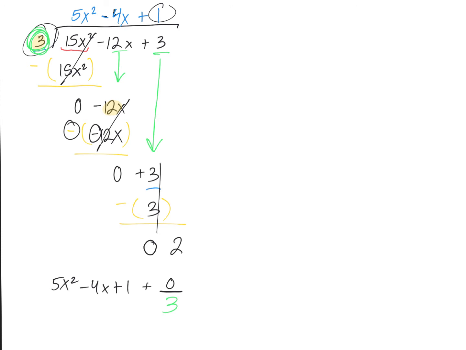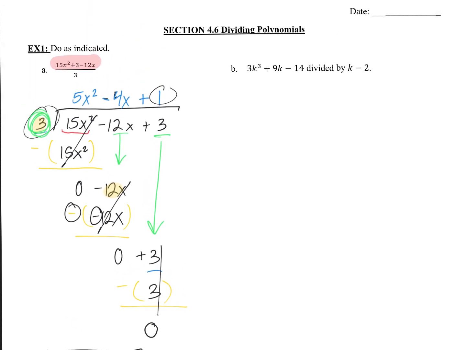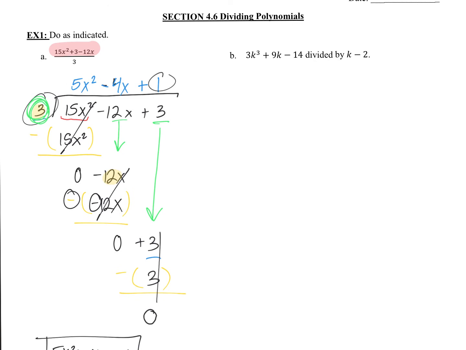But because there isn't a remainder, we had 0, we usually don't put that, and then that trinomial right there, 5x squared minus 4x plus 1, would be my answer. And I'll go ahead and box that. So as you can see, we have the cycles, we do the multiplying, very similar to long division.